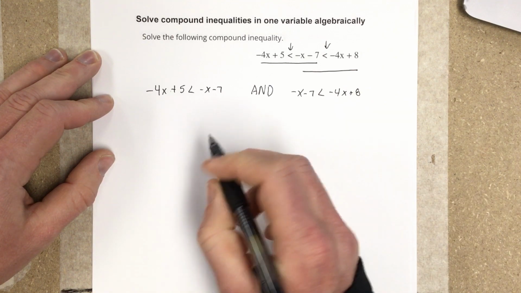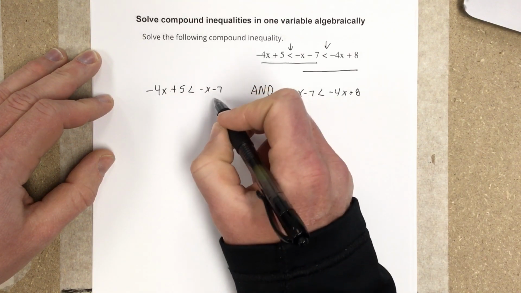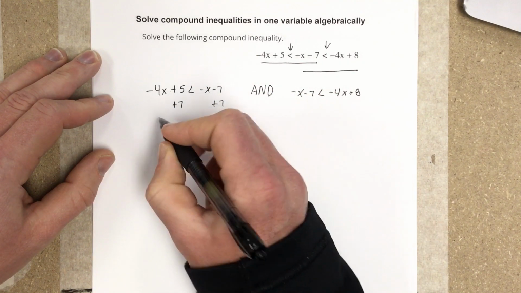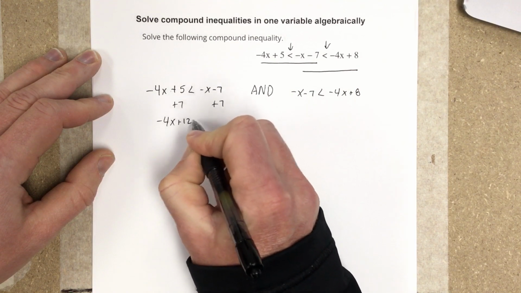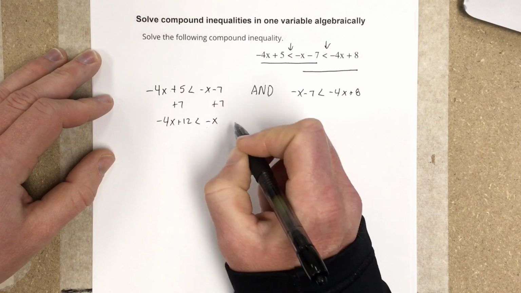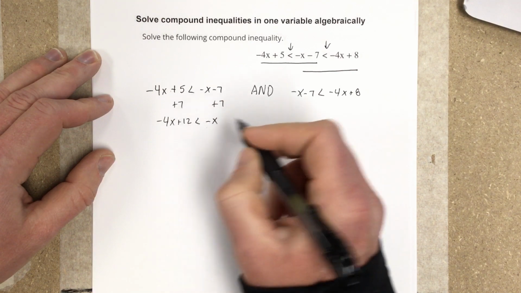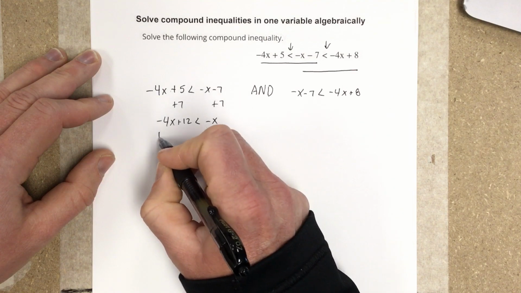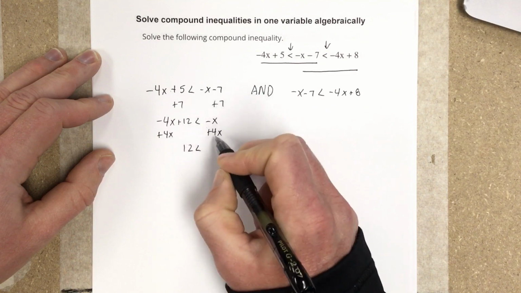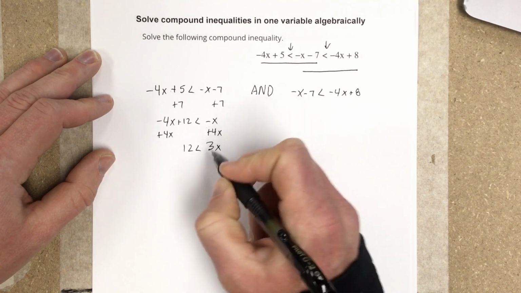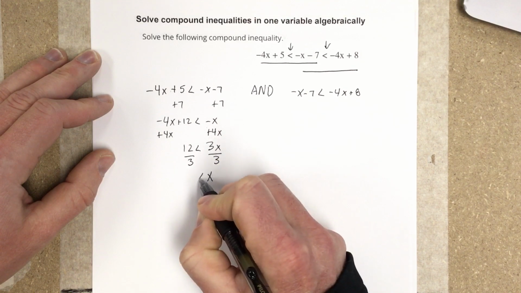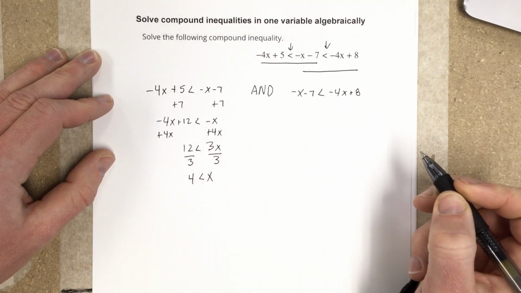So we start by adding 7 on this side, and we'll get negative 4x plus 12 is less than negative x. Then we're going to divide by negative, well, we actually need to get the x's together here. So let's add 4x to both sides, and we get 12 is less than 3x. Now we're going to divide by 3, and we get x is greater than 4.